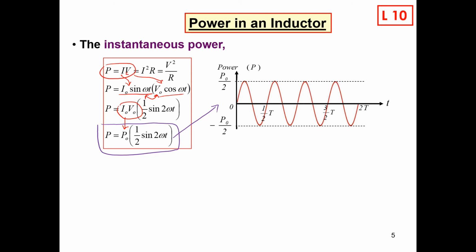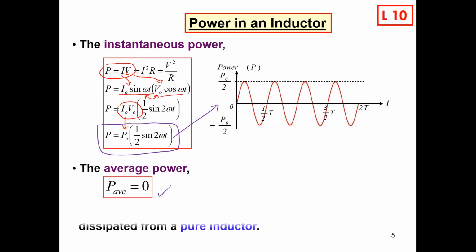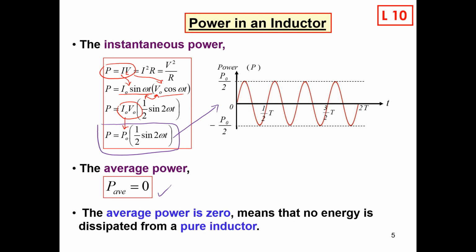Next, the average power. Average power in an inductor is also equal to 0. Why? It's the same as previous: no energy is dissipated from an inductor.